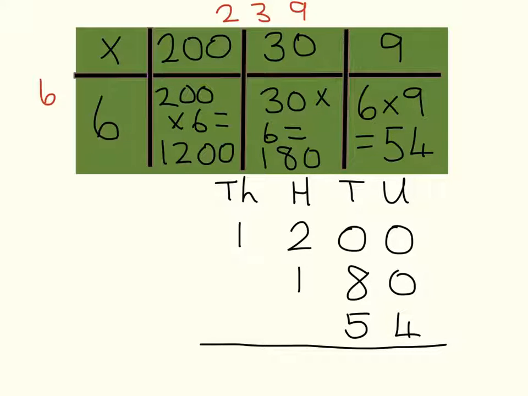So 0 and 0 and 4 makes 4. 0, 8 and 5 makes 13. 2, 1 and 1 makes 4. And the 1 comes down to make 1,434 as our answer.